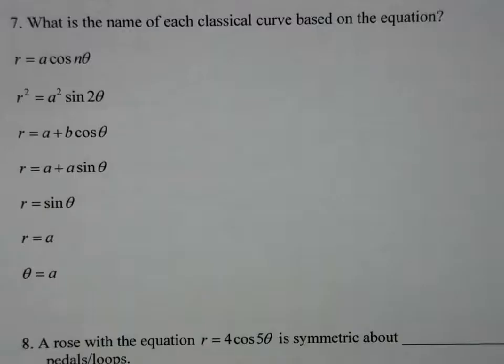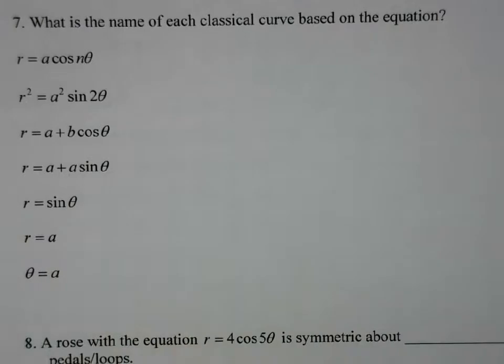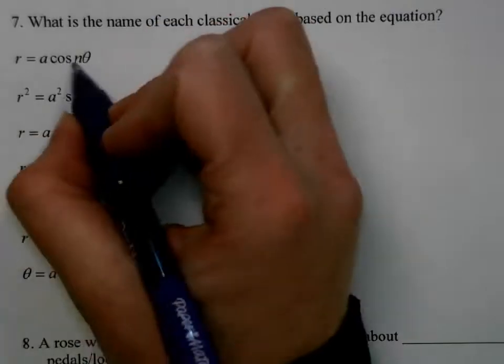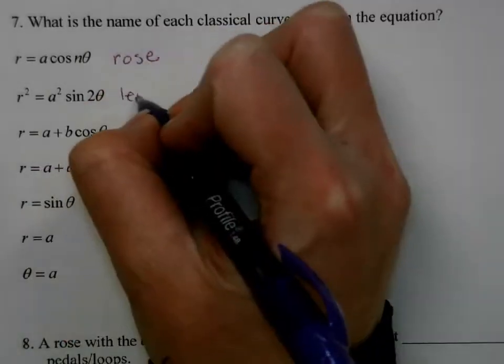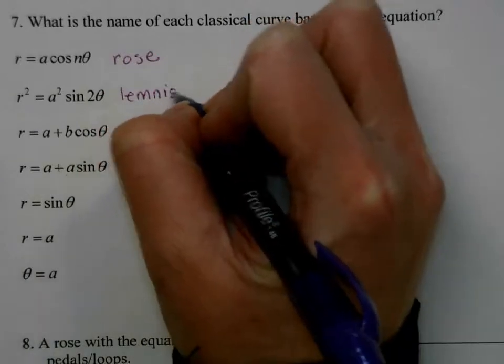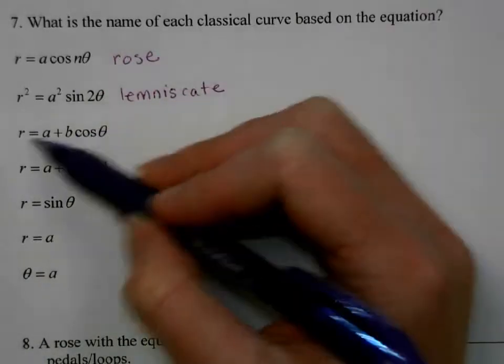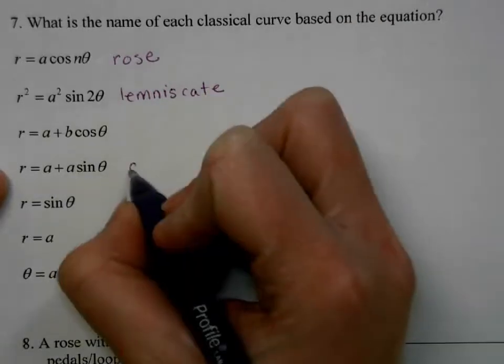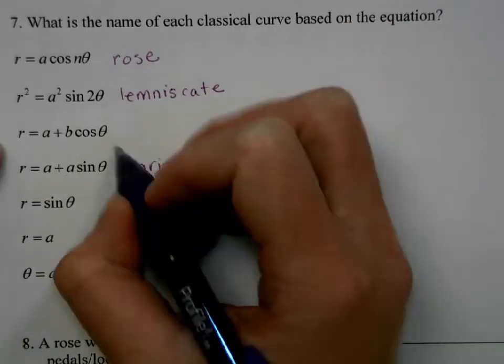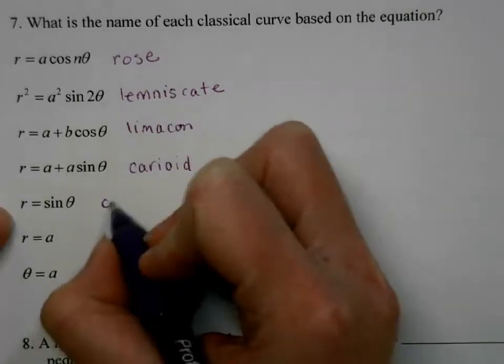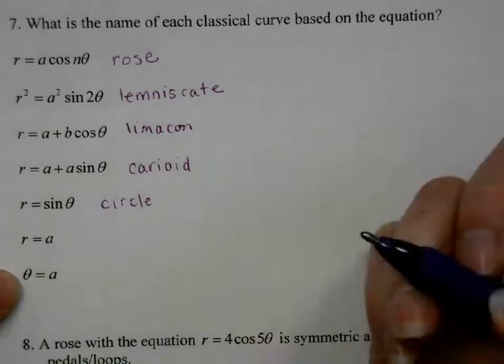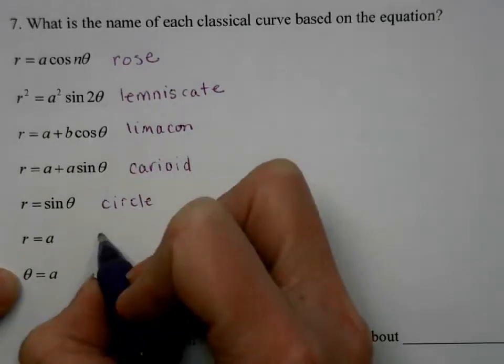So this next section, we're going to name the curve. Now this section on your test is going to be matching, so you just need to be able to recognize it. A cosine n theta is a rose. When it's squared like that, that's a lemniscate. Okay, these two are similar. If they're the same, it's a cardioid. If they're different, it's a limacon. R sine theta is a circle. And then these two we just graphed. R equals something is a circle. Theta equals something is a line.